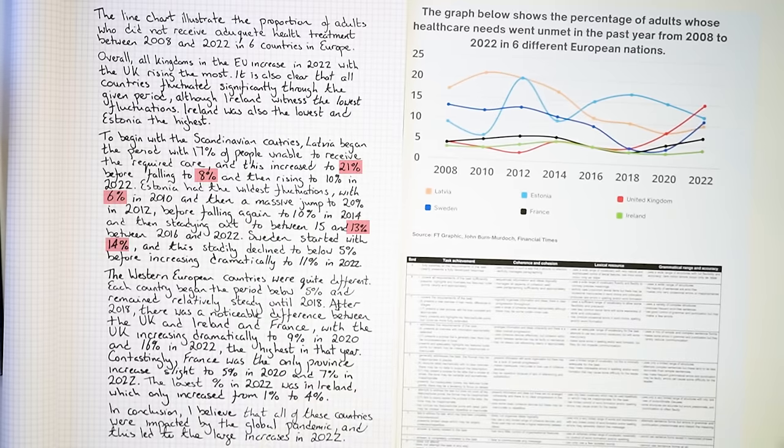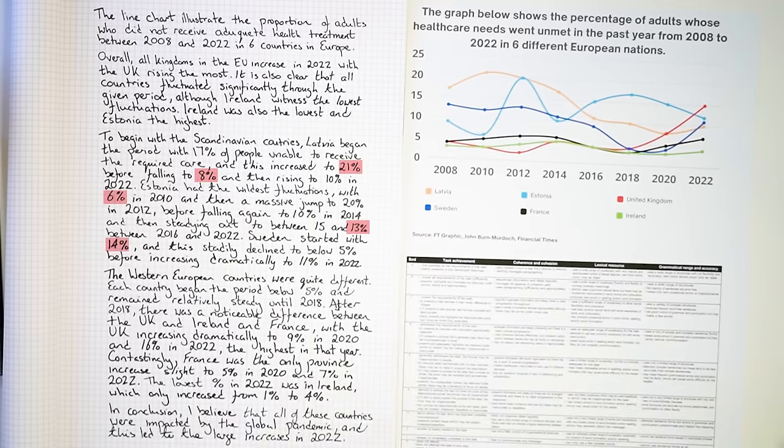Okay, so this is actually a pretty good introduction. It just has those small spelling and grammatical errors. So all we're gonna do is just fix those. Okay, so we've changed that to the line chart illustrates the proportion of adults who did not receive adequate health treatment between 2008 and 2022 in 6 countries in Europe.